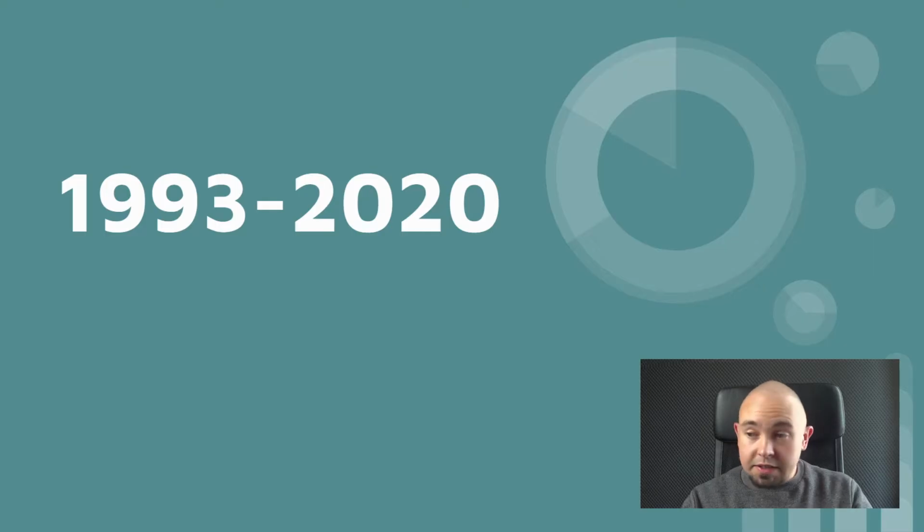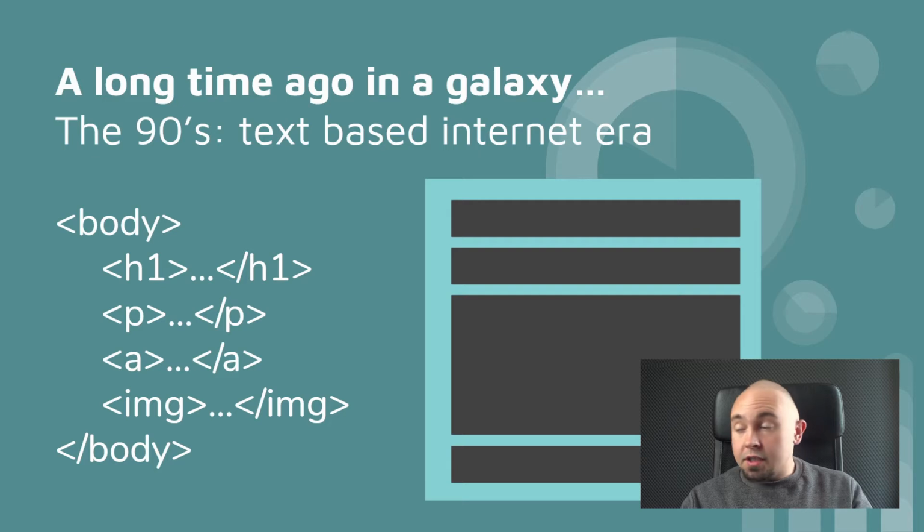So as you can see on this slide, the history of the internet starts nearly 30 years ago. I want to show you how the first websites looked and what technologies were used to create them. Also, I want to show you the evolution of HTML and how it changed during those years. Bring it on. It all started in the early 90s.